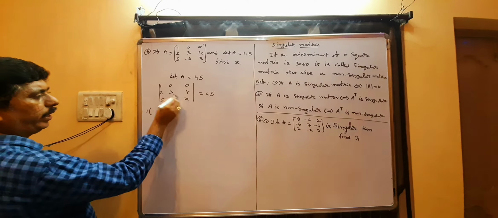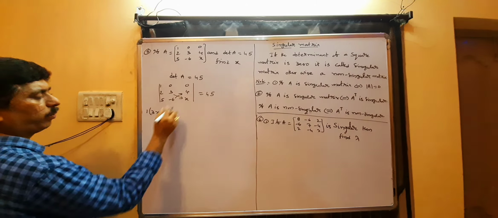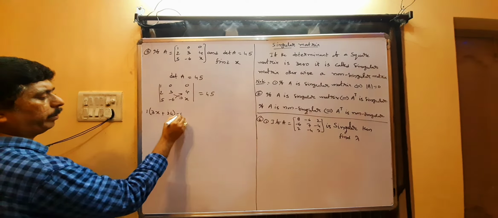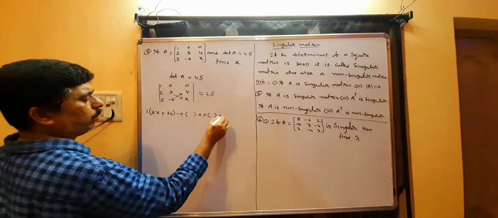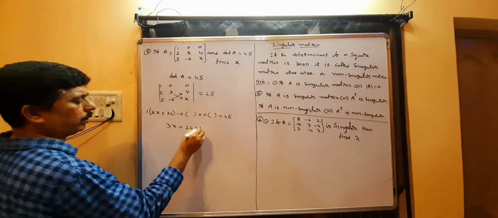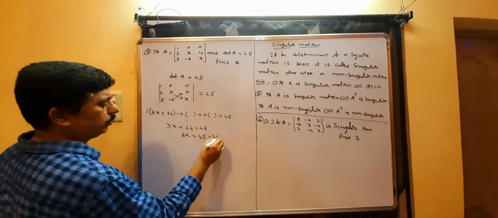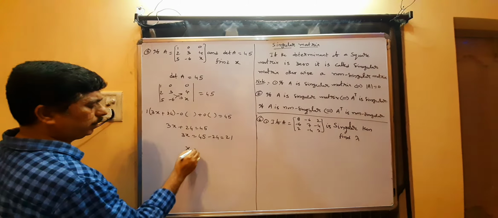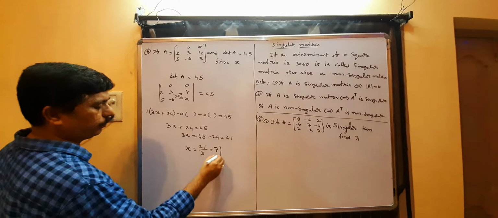1 into 3x minus of minus 3x minus of minus 24 plus 24. Remaining, minus 0 and something, 0, plus 0 and something, 0, equal to 45. So 3x plus 24 equal to 45. Then 3x equal to 45 minus 24, that is 21. X equal to 21 by 3, the multiplication 3 goes to the right side as division, that is 7.